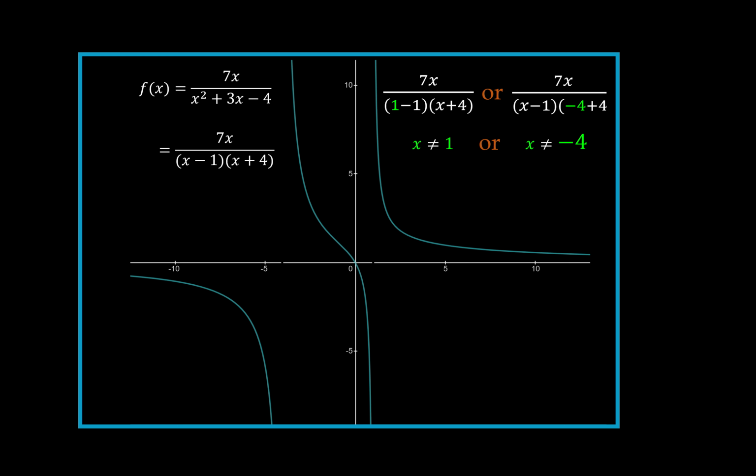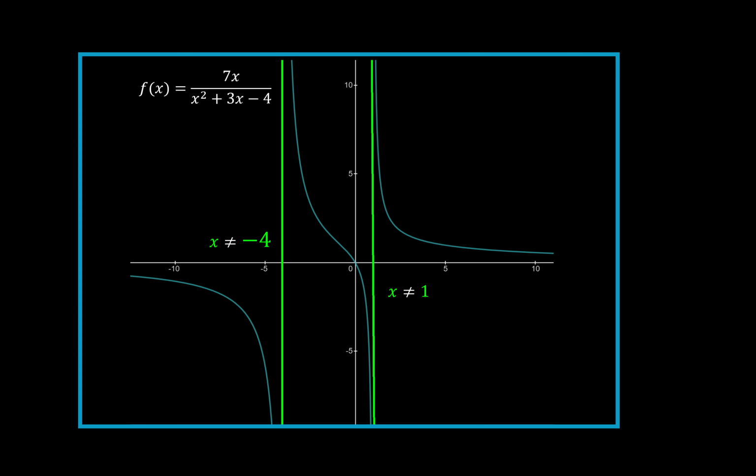Well, we can factor this bottom polynomial, and then we can see that there are two numbers that can make the denominator 0. So our graph will have two vertical asymptotes. Again, these are numbers that we must remove from our function's domain, and our graph does everything to avoid having those numbers as an input.